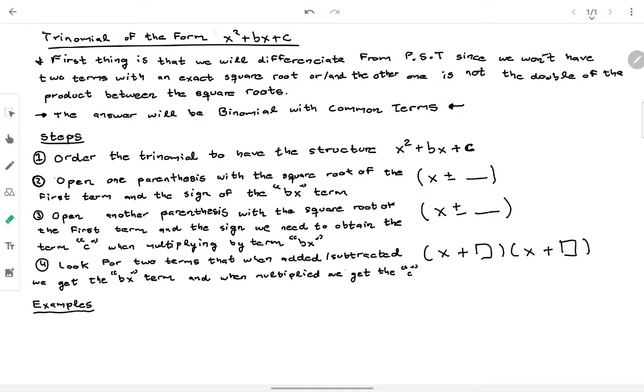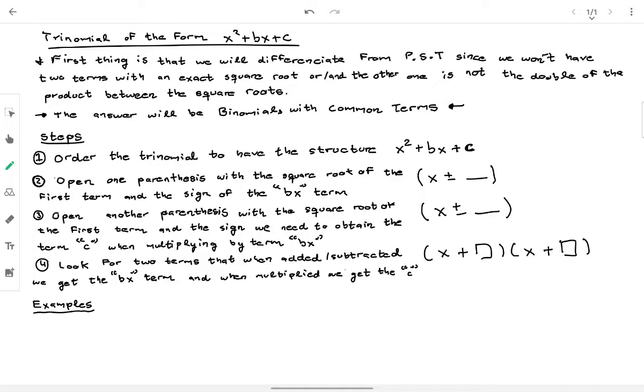Of course, in this one, we need to have only a 1 with the x squared. That's why it's called x² plus bx plus c. So we need to have a number 1 there. The answer of this kind of exercise will be called binomials with common terms. So it's going to be the opposite of the special product. Remember, factoring is the opposite of a special product, so we will get binomials with common terms.